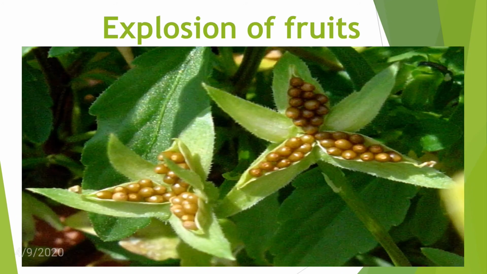There is another type of seed dispersal, that is explosion of fruits. Some fruits on drying burst open with a sudden jerk. The seeds scatter in all directions. Examples of such fruits are balsam and pea pod.